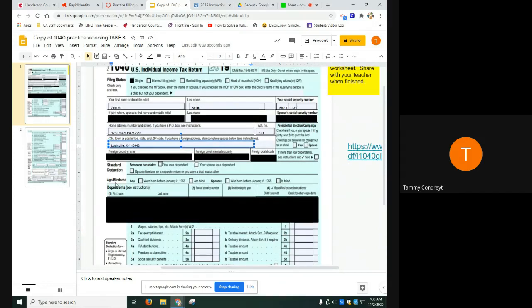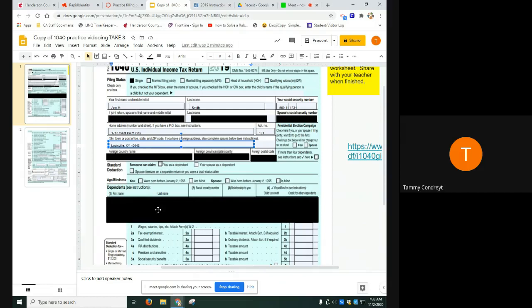Then it gives you an age and blindness question. 1, if you were born before January 2nd, 1955. So that would make that person 65, which will give some more deductions at age 65. Are you blind? That gives you some different deductions, honestly. Again, another question about born and blind and dependents.